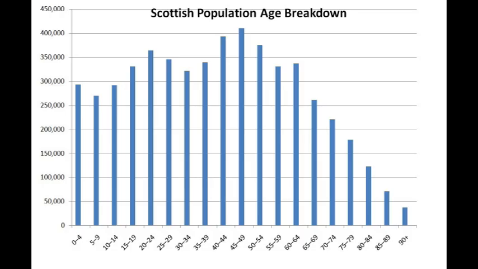But what's the age breakdown of our current population? Well, as with many other Western countries, Scotland has an ageing population. The biggest numbers lie in the age bracket 40 to 60, with fewer, unfortunately, in the younger age bands.